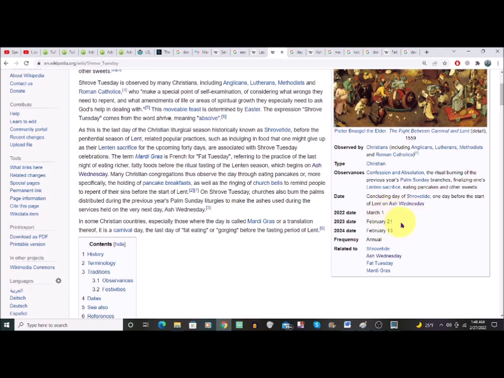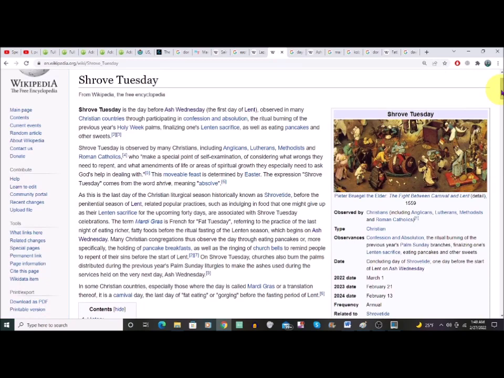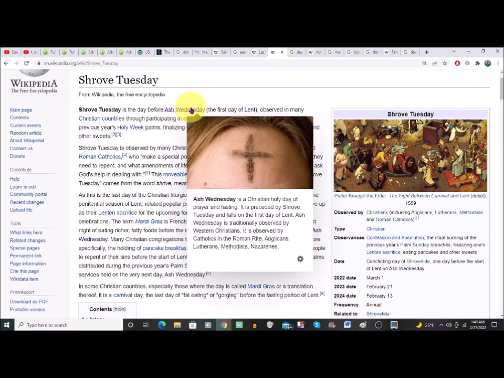But look at these dates. So this year it's the 1st of March. Look, next year it's going to be February the 21st. Yeah, Malcolm X Day. And then look what we got here, the 13th of February the following year. I mean, hang on a minute, it's looking interesting. Okay, so Shrove Tuesday is the day before Ash Wednesday, yeah?